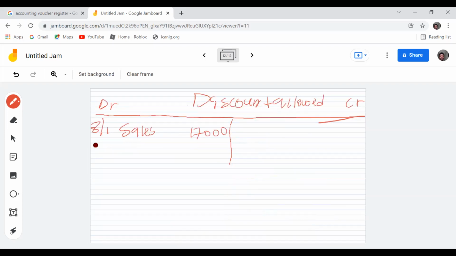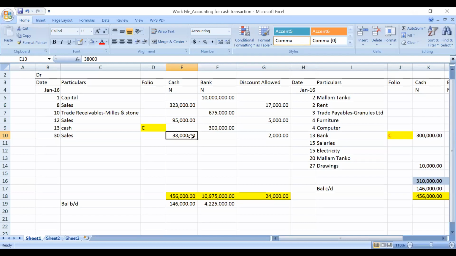We also have on the 12th, on the sales account as well, 5,000. And we also have on the 31st, also from the sales account, 2,000 naira. Okay, so we can move on now.